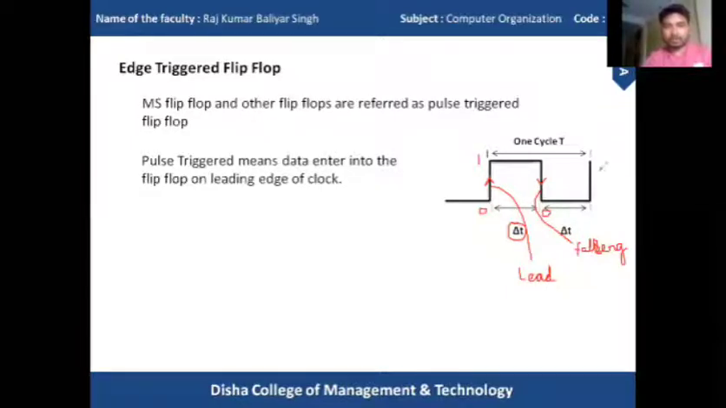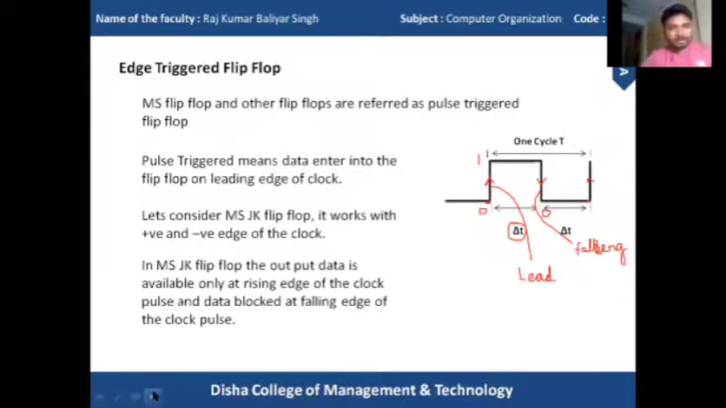So that means the clock is starting at this point and it will come back to its original point. Again it will start its functioning with the leading edge. So this is called the pulse trigger or the leading edge of the clock.